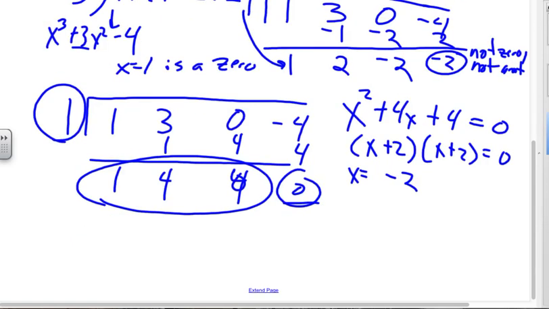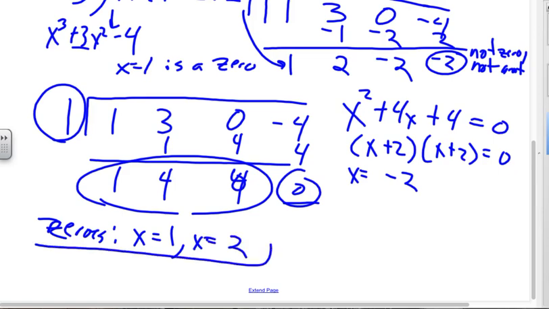So my other root is x equals -2. Once you get down to a quadratic, you probably don't want to continue on with this. So my zeros are going to be x equals 1 and x equals -2. Those are my zeros.